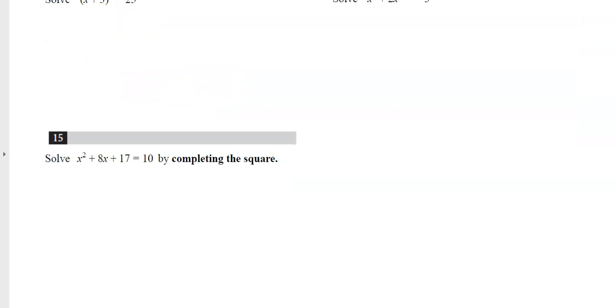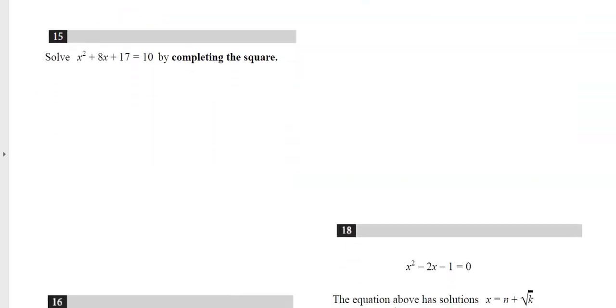All right, number 15, probably the least used method of what I showed you in this chapter: completing the square. The first thing you want to do is get these two on one side, and get all your numbers to the other. So I'm going to have x squared plus 8x. I'm going to leave a big space here, because I know with completing the square, I have to put a number in there. And I'm going to subtract that 17 from both sides to get negative 7.